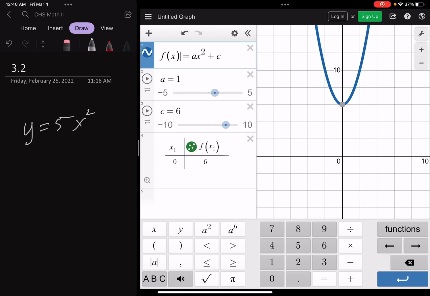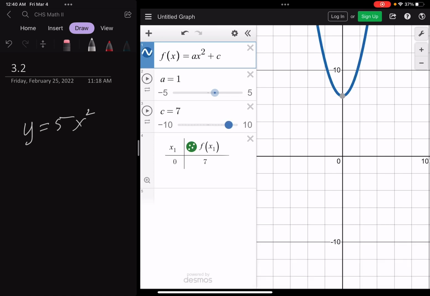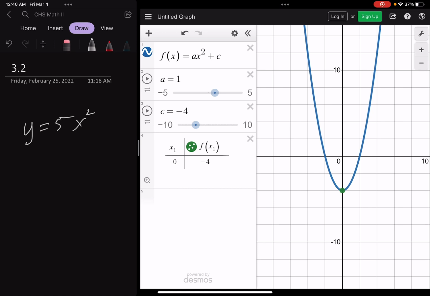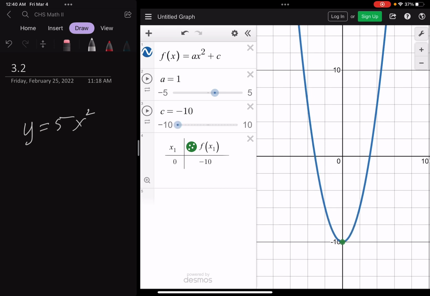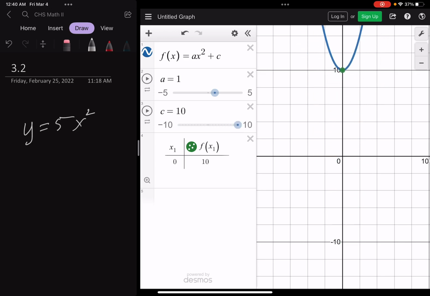Perfect. All right, so notice how as I'm changing, this is now 9, my y-intercept, this point is now 9. We're at 10, my y-intercept is now at 10. I go all the way down now. So my c is -4, so my y-intercept's at -4. Okay?